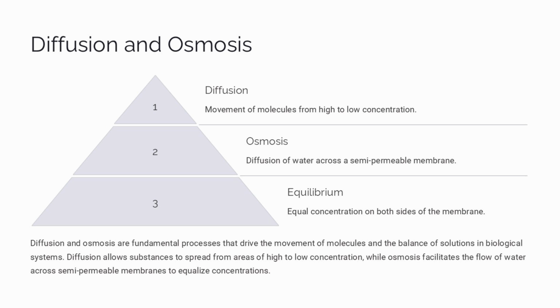Diffusion and osmosis are fundamental processes that drive the movement of molecules and the balance of solutions in biological systems. Diffusion allows substances to spread from areas of high to low concentration, while osmosis facilitates the flow of water across semi-permeable membranes to equalize concentrations.